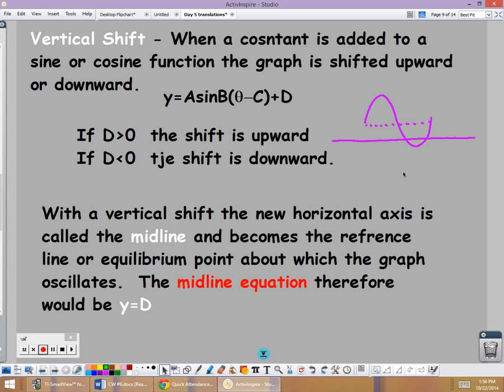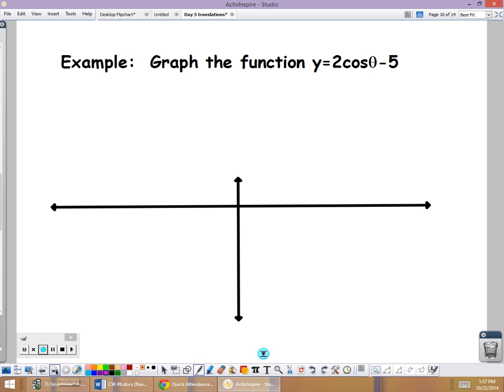So we want to establish what is our midline equation, and notice it's just y equals d. y equals d is our midline. Alright, so let's try one. Here we have this. Go ahead and write this down. Y equals 2 cosine theta minus 5.